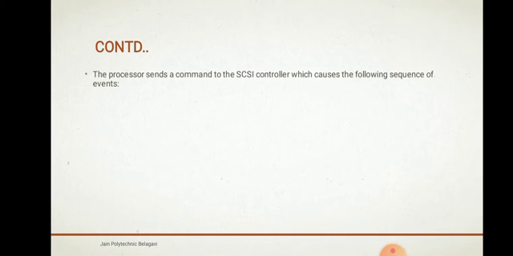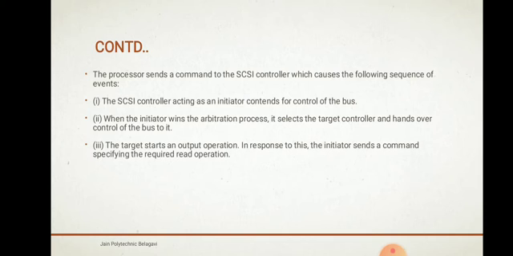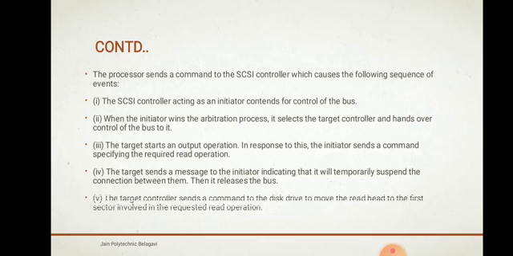Now the processor sends a command to the SCSI controller, which causes the following sequence of events. The SCSI controller, acting as the initiator, contends for control of the bus. When the initiator wins the arbitration process, it selects the target controller and hands over control of the bus to it. After that, the target starts an output operation. In response, the initiator sends a command specifying the required read operation. Then the target sends a message to the initiator indicating that it will temporarily suspend the connection between them. Then it releases the bus.